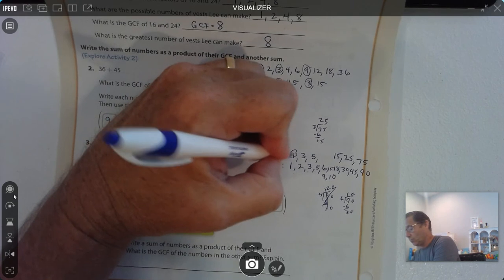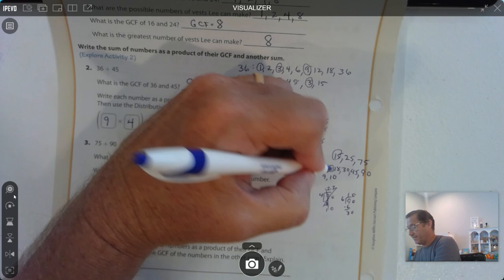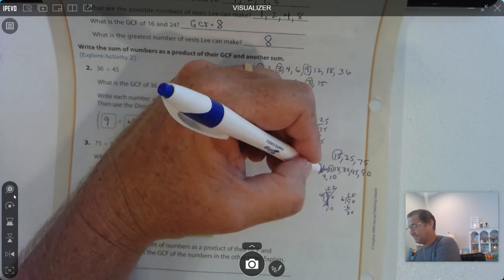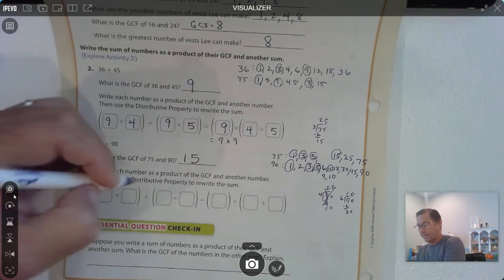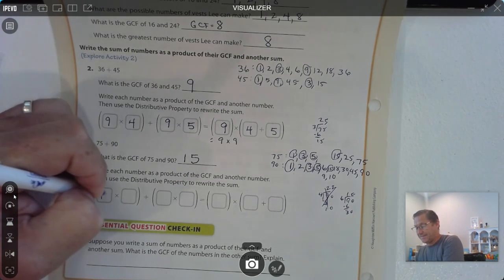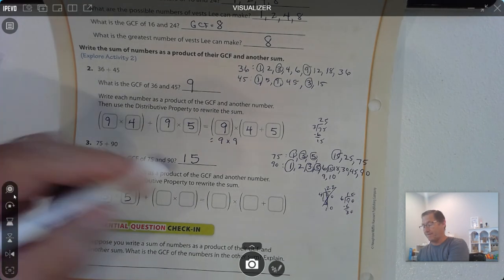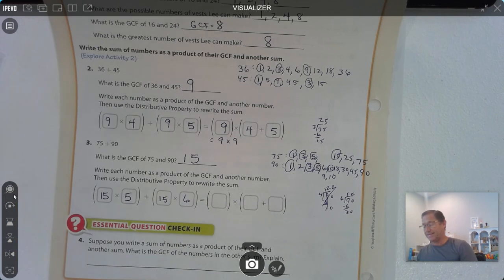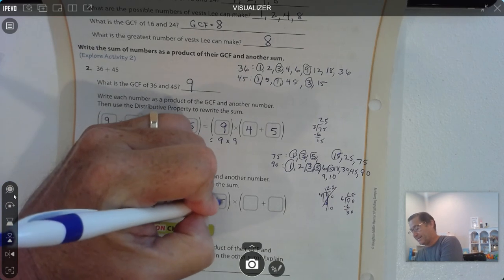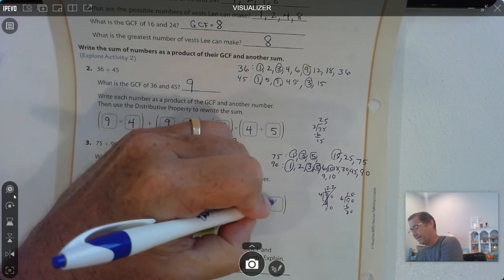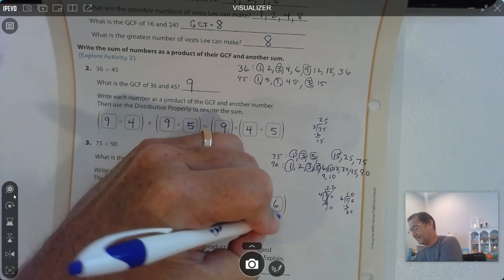Now, which ones are in common? 1, 3, 5, 15. The greatest common factor is 15. So we can rewrite that as 15 times 5 to give us 75, 15 times 6 to give us 90. So we can rewrite it as 15 times the sum of 5 and 6, which is the same as saying 15 times 11.